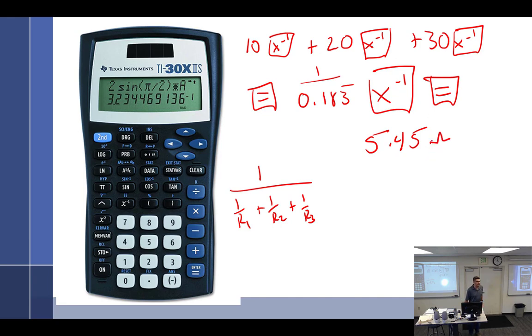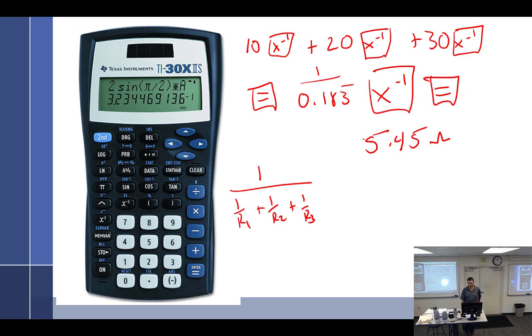Did everybody get that? Did anybody not get that? Okay, try it one more time, and we'll move forward. Clear it out. 10 x minus 1 plus 20 x minus 1 plus 30 x minus 1 equals, now hit x minus 1 and then equals. Got it? That's how you do it.